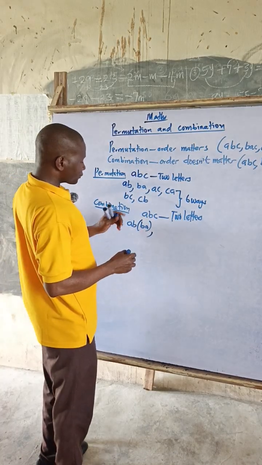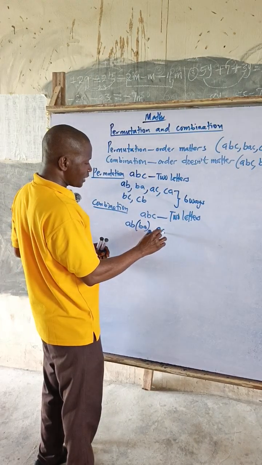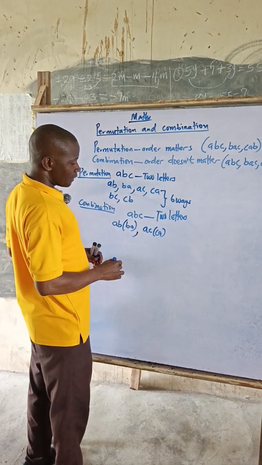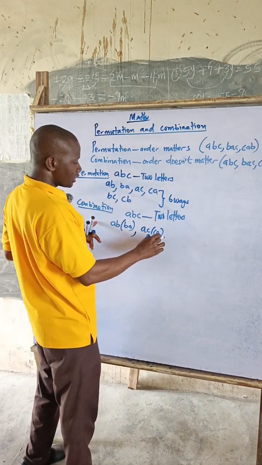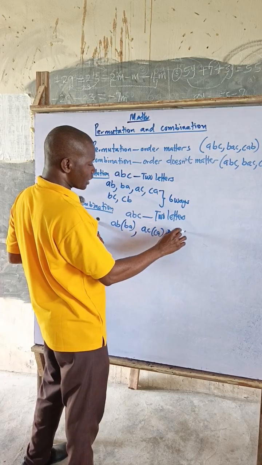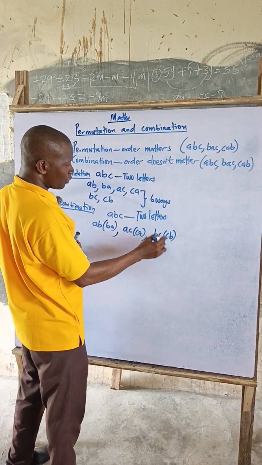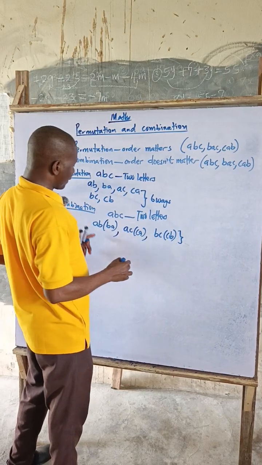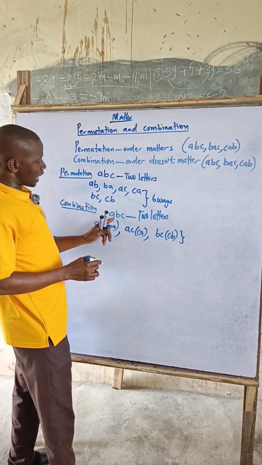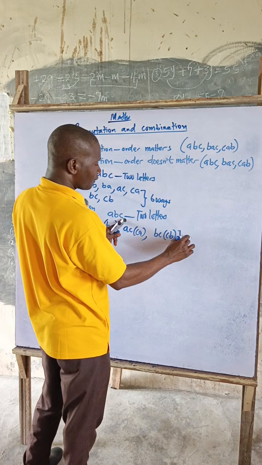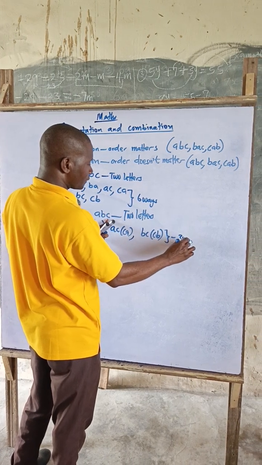Also, we can have A, C. A, C and C, A are also the same when it comes to combination. The same thing applies to B, C and C, B. So the total number of ways in which 2 letters can be chosen from letters A, B, C is 3 ways.